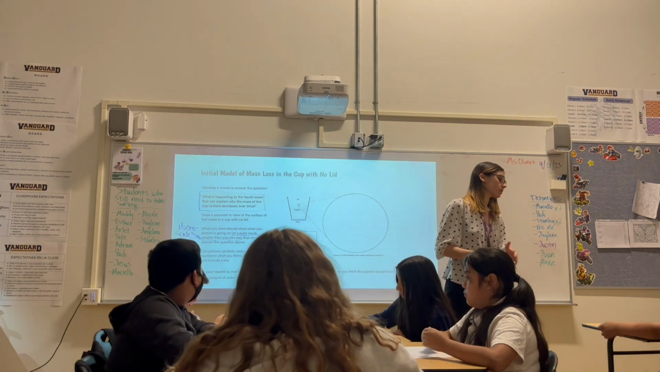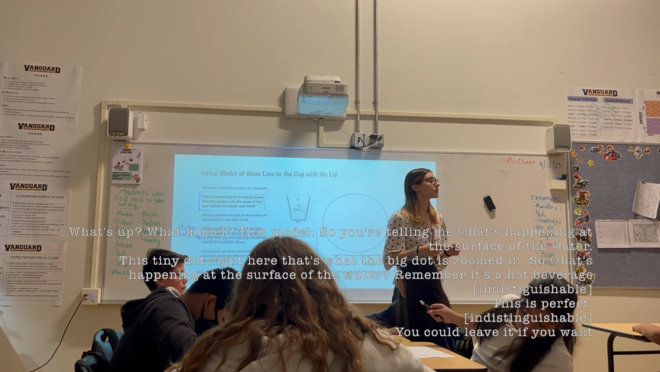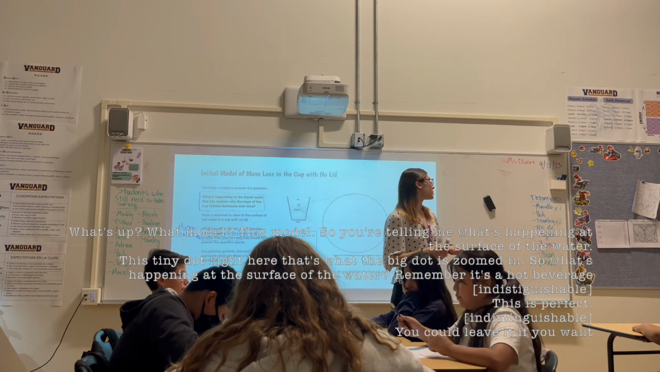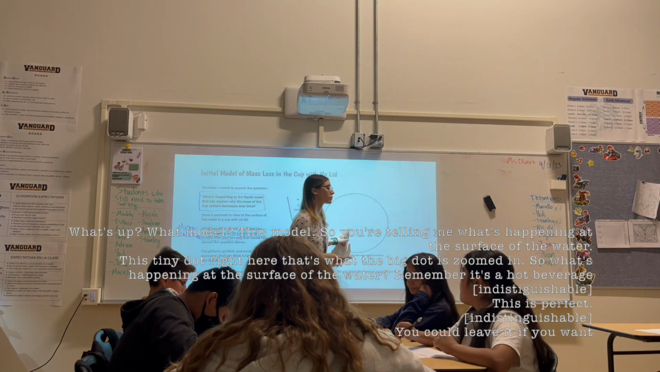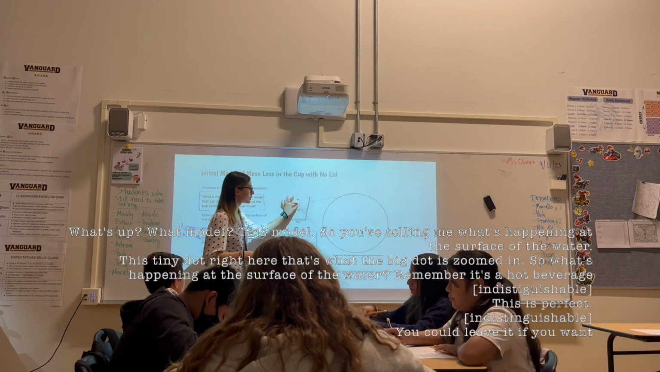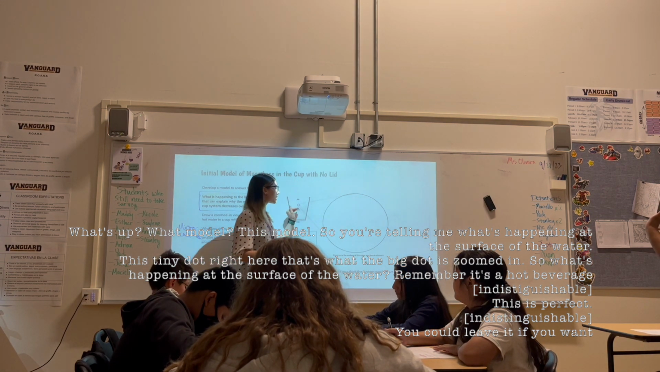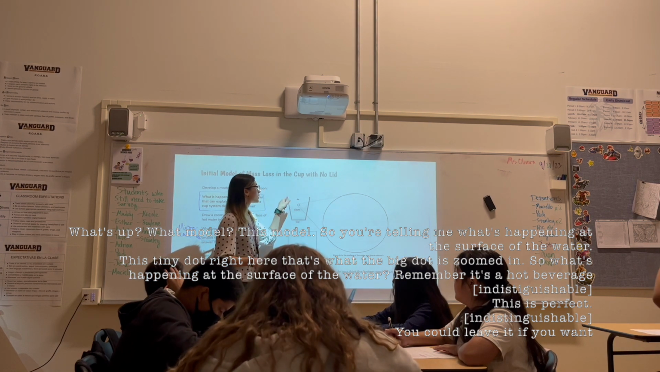The keys for our symbols. What's up? Just tell me. What model? This model. So you're telling me what's happening at the surface of the water. So this tiny dot right here, that's what the big dot is zoomed in. So what's happening at the surface of the water? And remember it's a hot beverage and it doesn't have a lid.